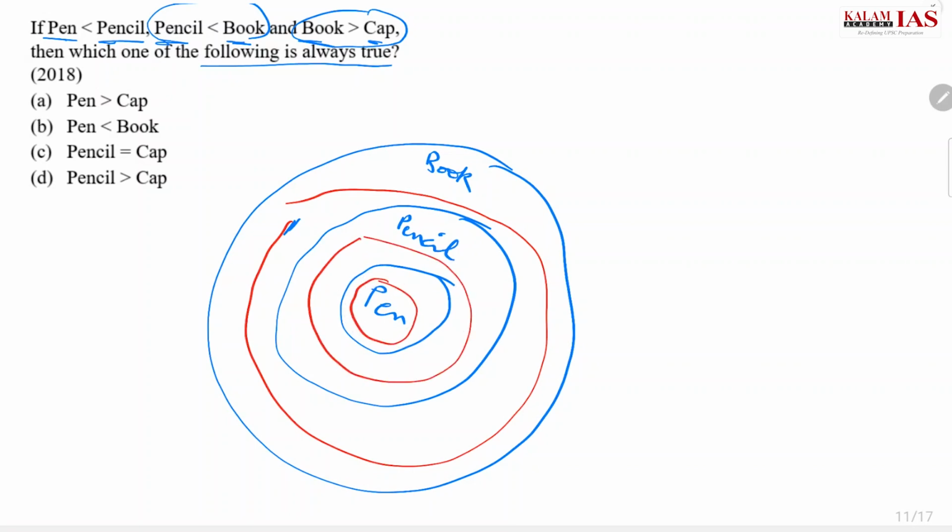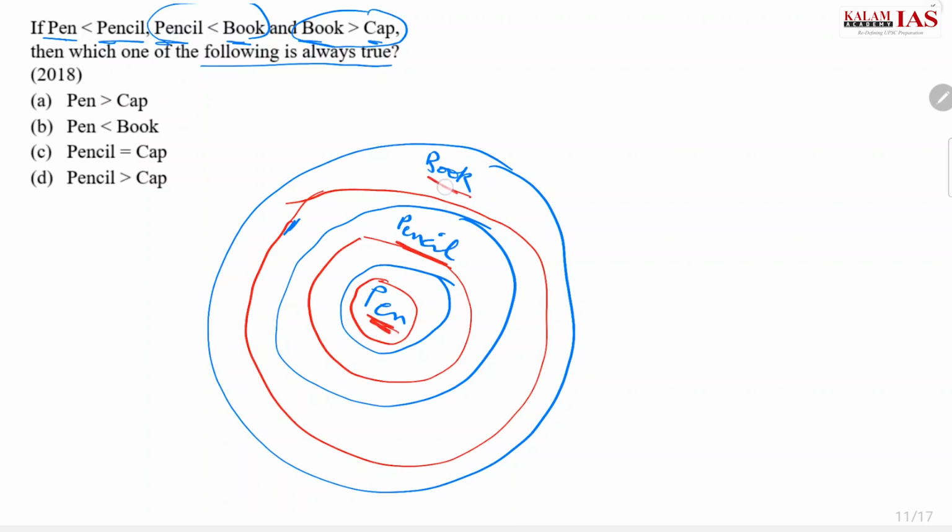So in all these cases, book will be greater than cap. But about the relation with pen or pencil, we cannot exactly say whether it is greater than pen or pencil. But book is always greater than anyone else. Now pen is greater than cap. Again, this cannot be ascertained because we don't know how large the cap is. Pen is smaller than book.